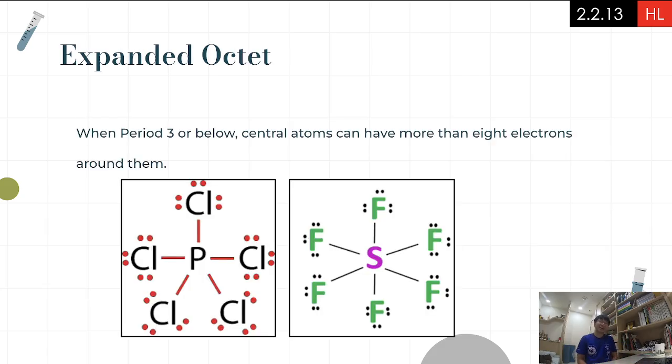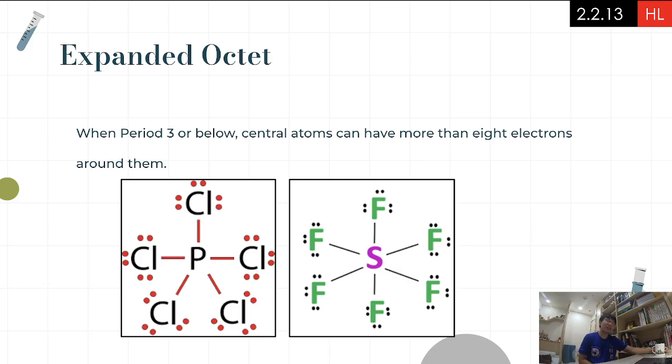2.2.13. Okay, expanded octets. This goes together with the configurations for 5 electron domains or 6 electron domains. When an element is from period 3 or below, the central atom can have more than 8 electrons around it. The two best examples I'm going to talk about are phosphorus and sulfur.